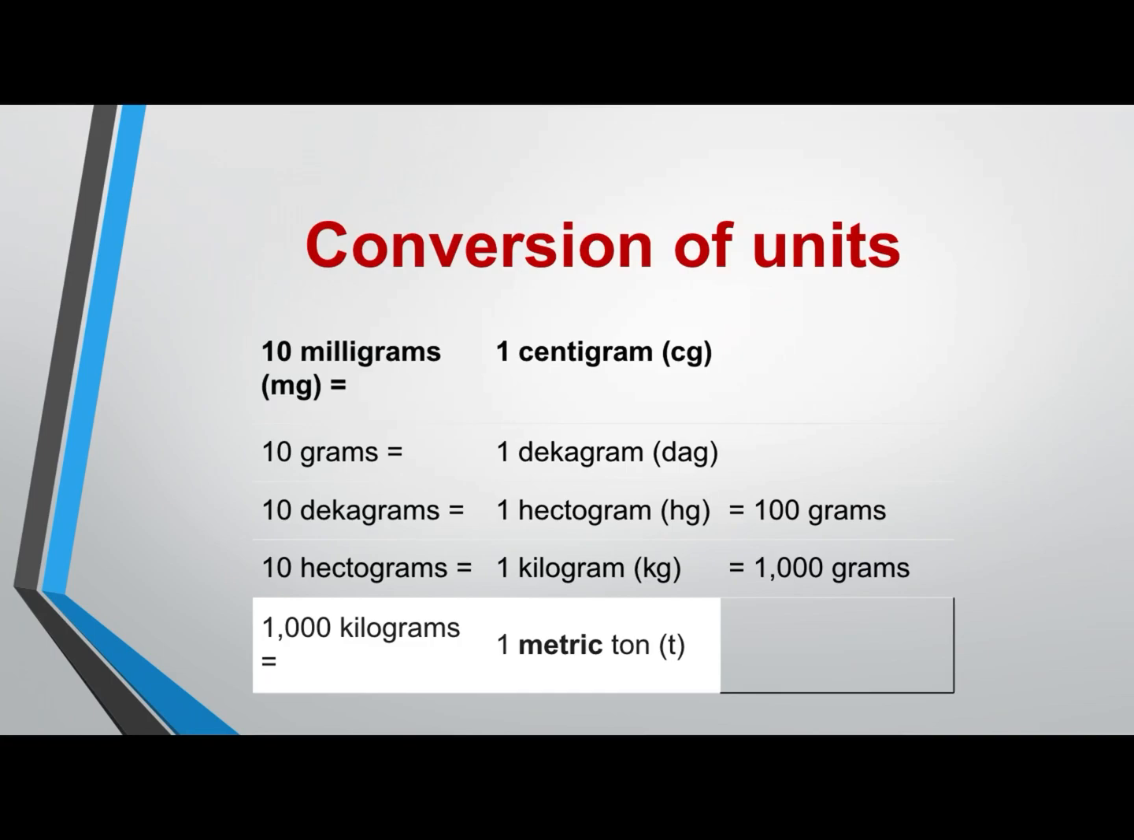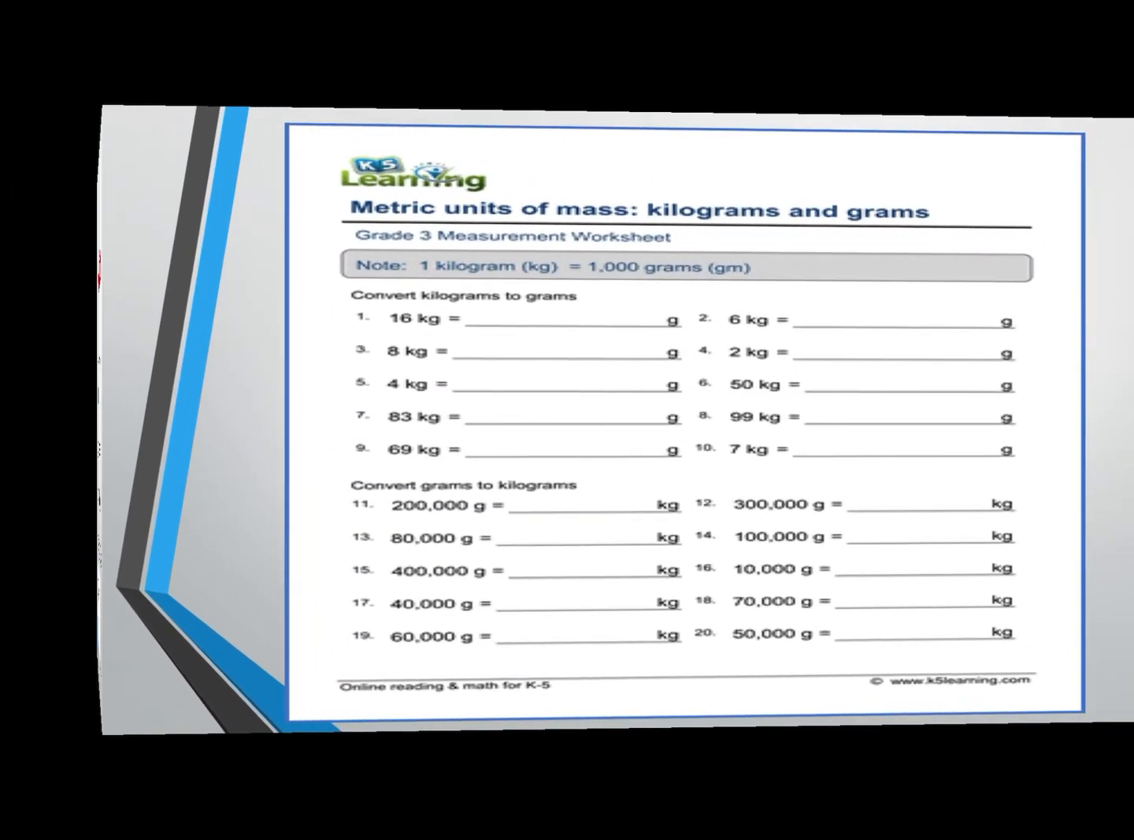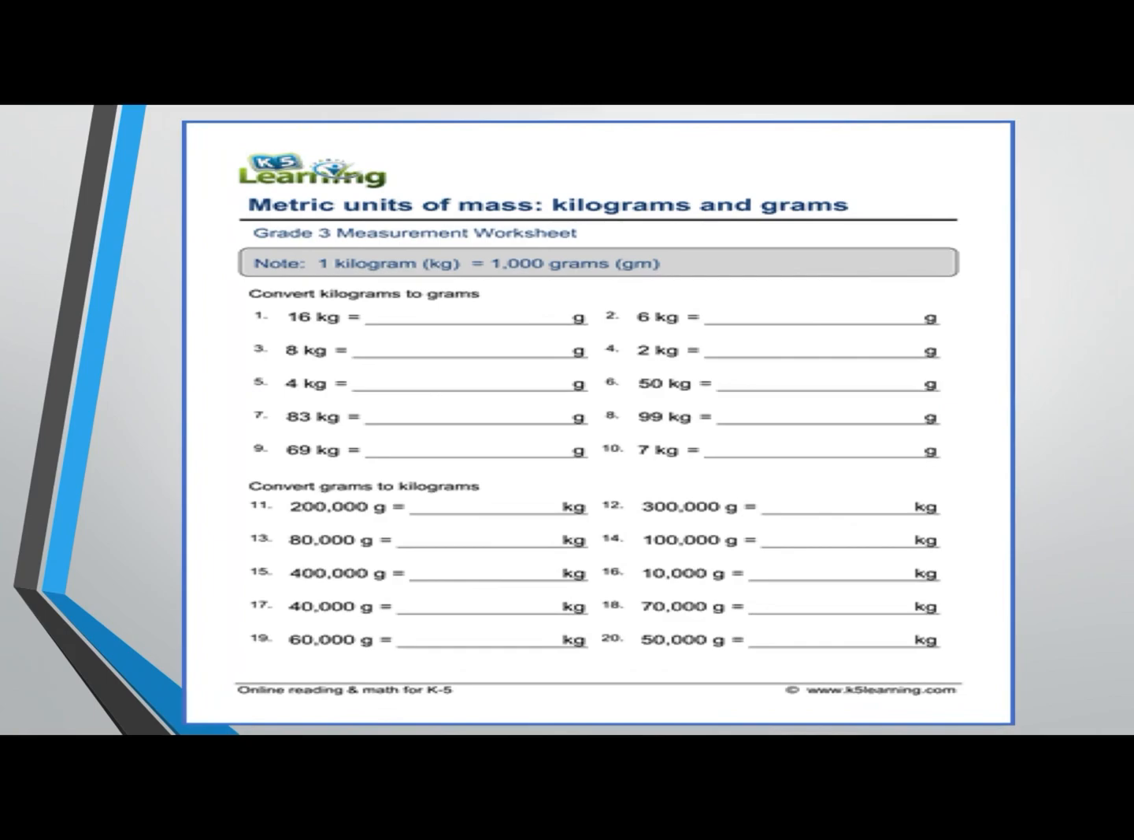Just by remembering, just close your eyes and remember the measuring table, and automatically you can convert the units. Now here is a worksheet for you. Immediately you can do this. 1 kilogram is equal to 1000 gram. So 16 kg is how much? Do this. It will be 16,000 gram.